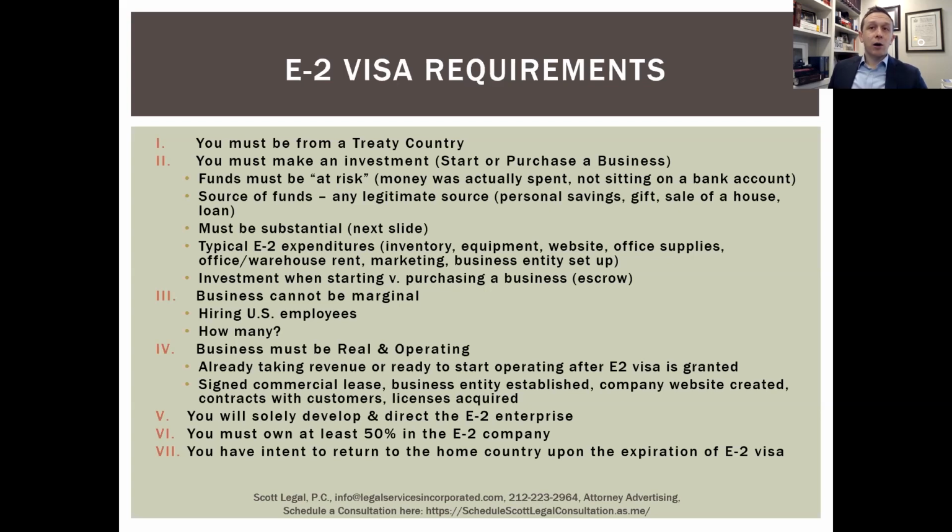Finally, if you are purchasing the business or making a significant investment into an asset that's necessary for the business, such as an office space, you may use an escrow agreement, which is a great option if you're concerned about your funds being at risk before you've been approved for the visa. The third requirement is that the business cannot be marginal. What that means is that the business needs to employ US workers. We typically recommend at least 3 full-time equivalent US workers within 5 years of operations.